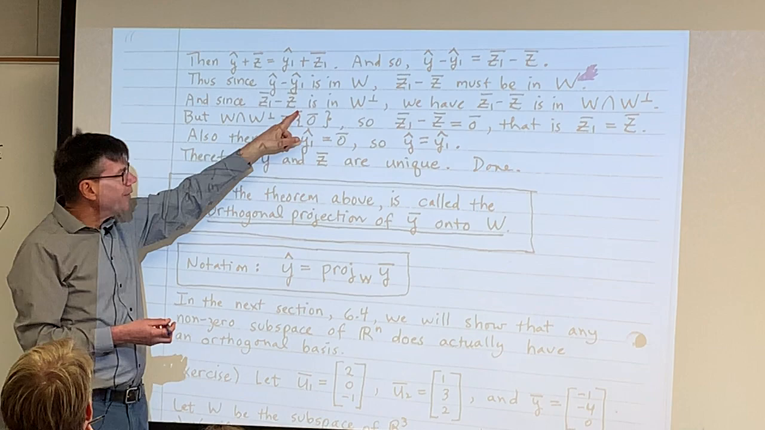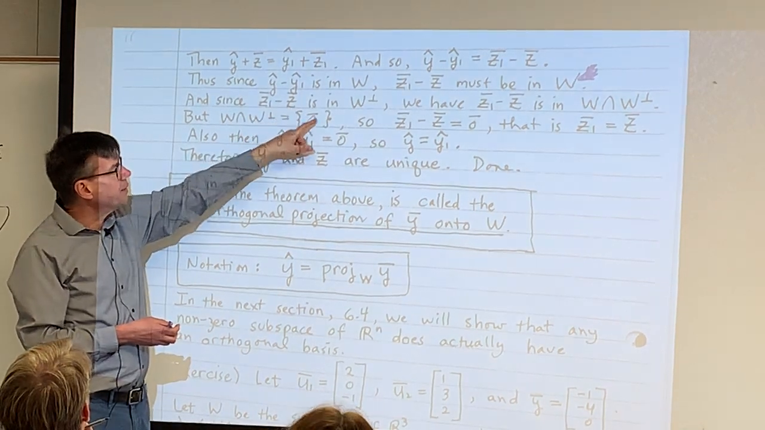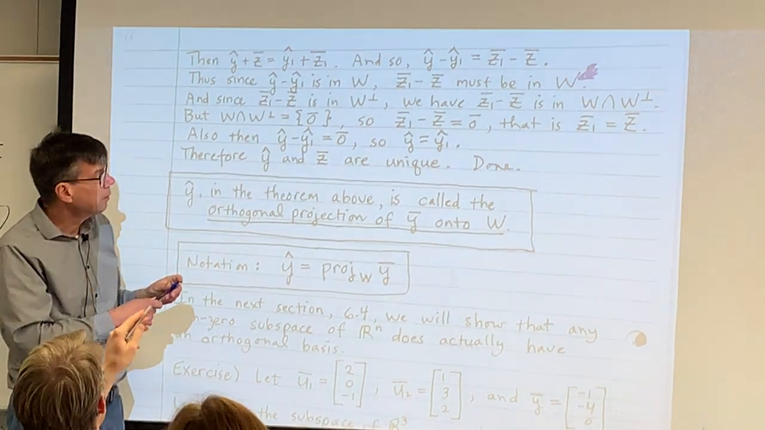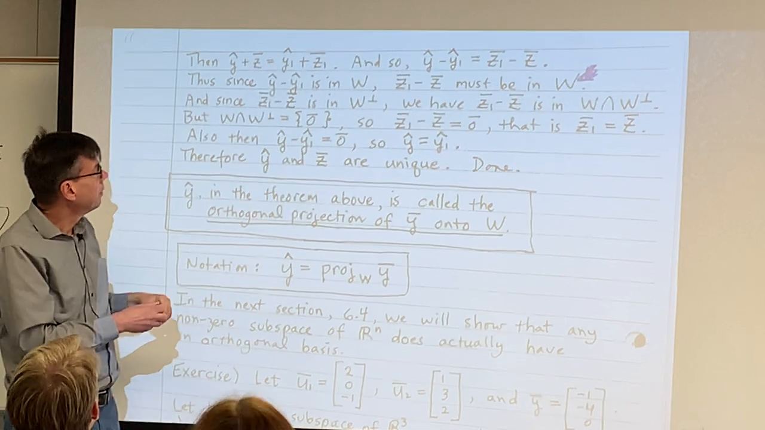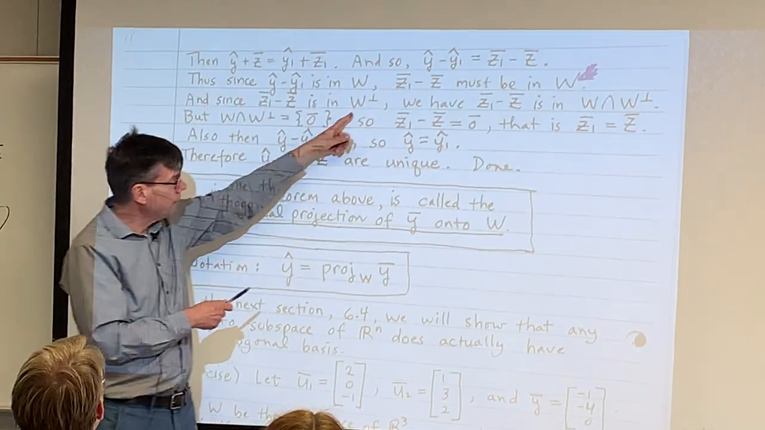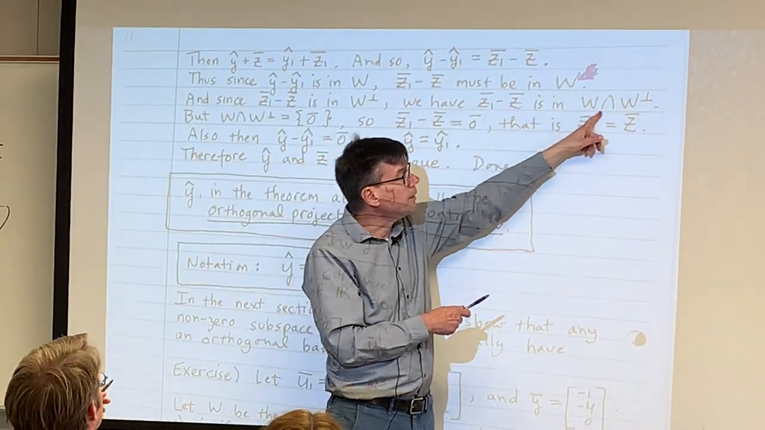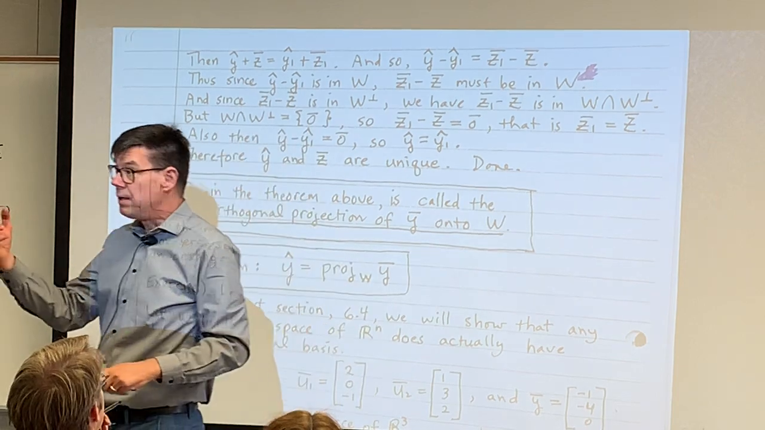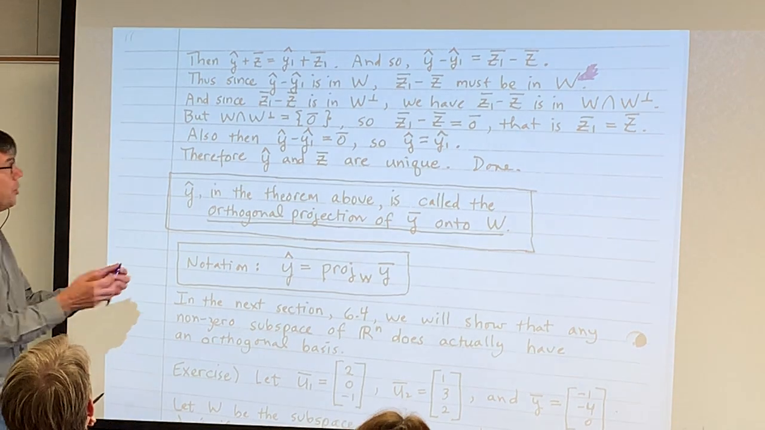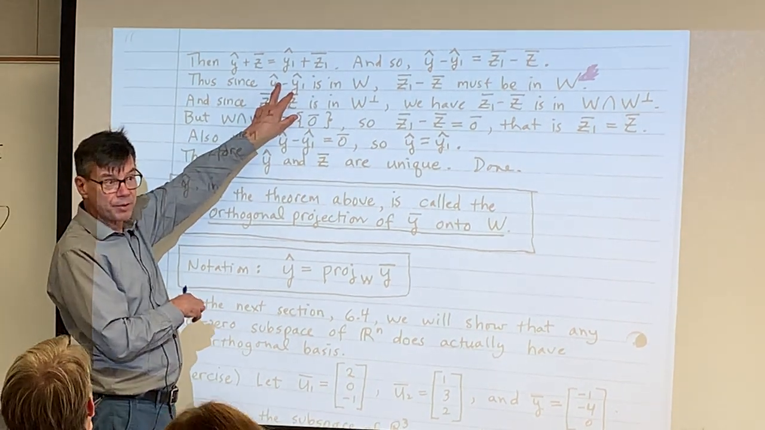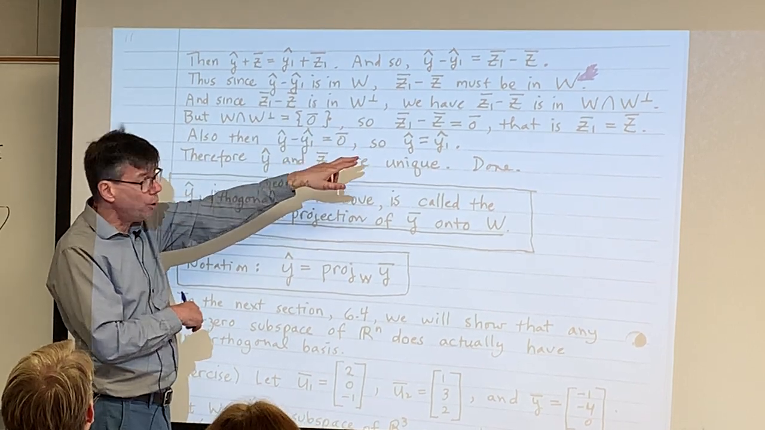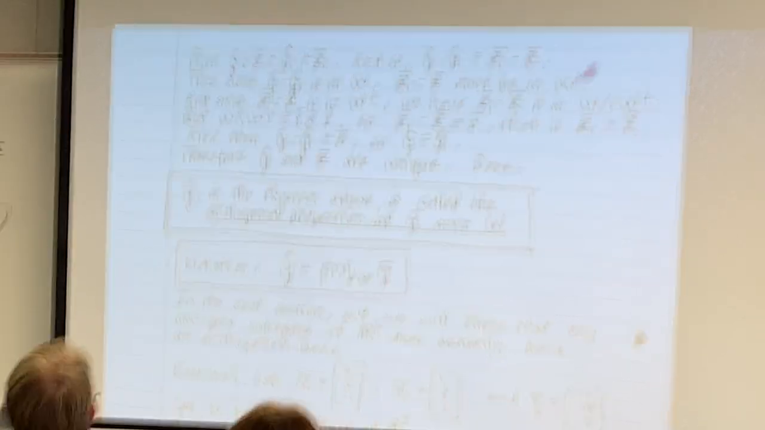But again, the thing is z1 bar minus z bar is in w perp, because we verified that on the previous page. Isn't that saying the same thing in the second line and the third line? z1 minus z must be in w, and since z1 minus z is in w perp, we have z1 minus z is in the intersection of those two. So the argument is z1 minus z has to be in both w and in w perp. It's in w because it's equal to this difference. OK, I must be going over time because everybody's putting their stuff away. And it's in w perp because of the argument on the previous page.